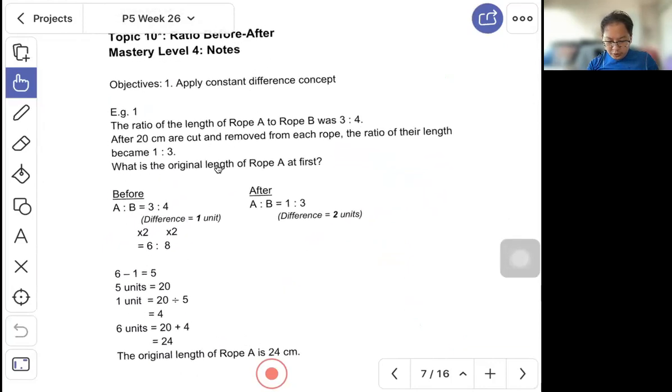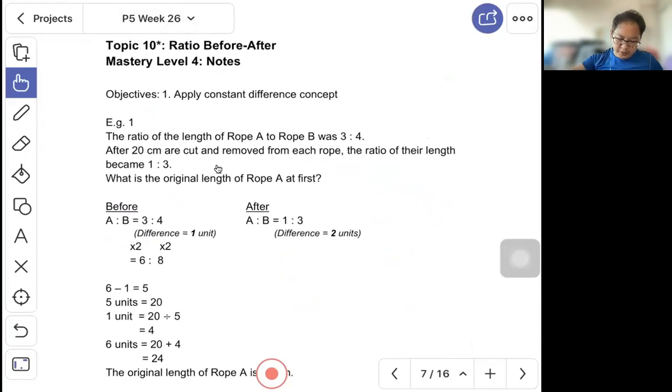Mastery level 4 is to apply constant difference. So you say that the ratio of the length of rope A to rope B was 3 to 4. After 20 cm are cut and removed from each rope, the ratio of the length becomes 1 to 3. What is the original length of rope A at first? So before, A to B is 3 to 4, after that A to B is 1 to 3. But since 20 cm are cut, the difference is still the same.